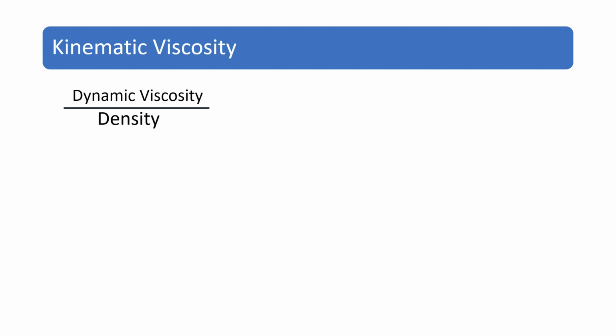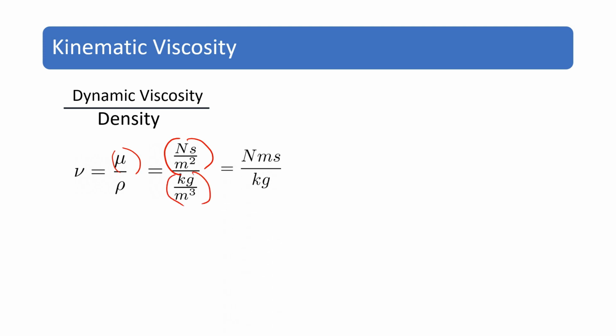So what is kinematic viscosity? Kinematic viscosity is defined as dynamic viscosity by density. That is nu is equal to mu by rho. So what is the unit of kinematic viscosity? We have seen that the unit of mu is Newton second by meter square, and rho, you know, density, that is mass by volume, that is kilogram by meter cube. So that is equal to Newton meter second by kilogram.